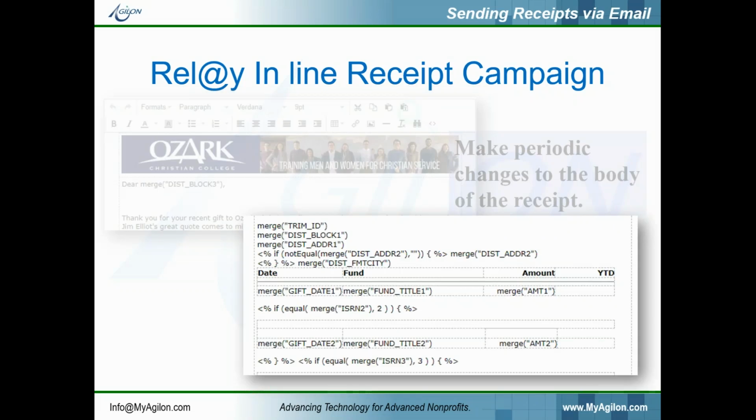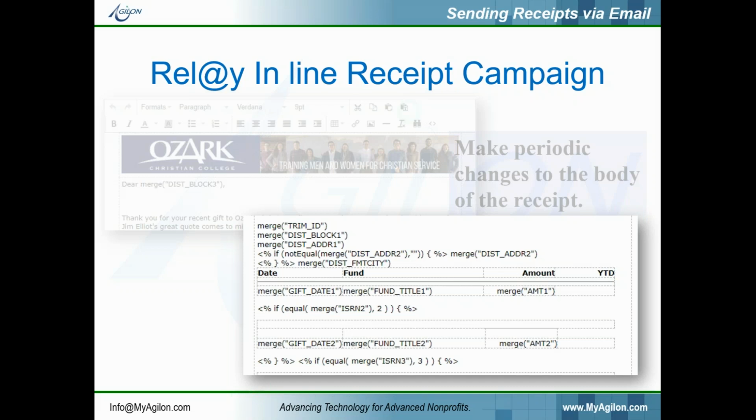With the inline receipt, there's a lot of work done in the HTML. Instead of just putting a button in there that says, hey, click this button to go into constituent connection where you can see your receipt, we have to take the data from the query and use merge fields and conditional content to put it in line directly into the HTML.